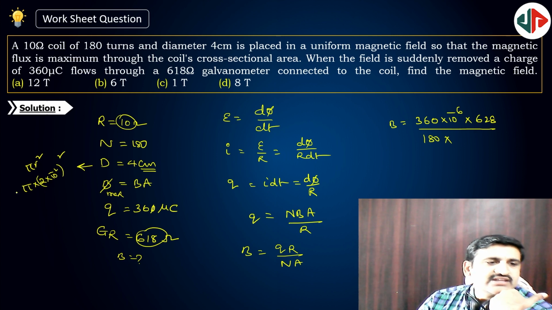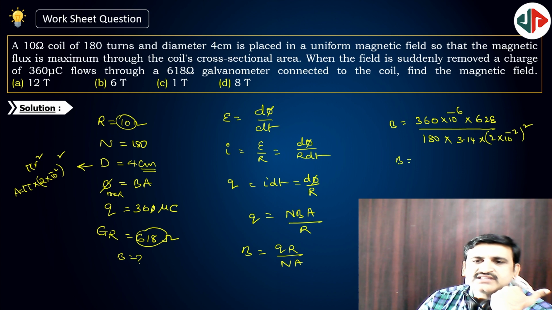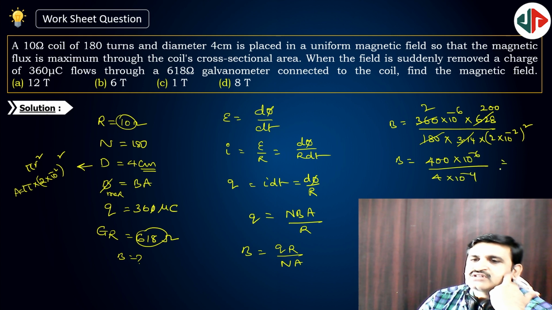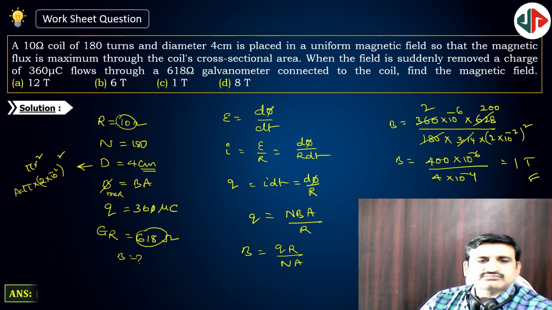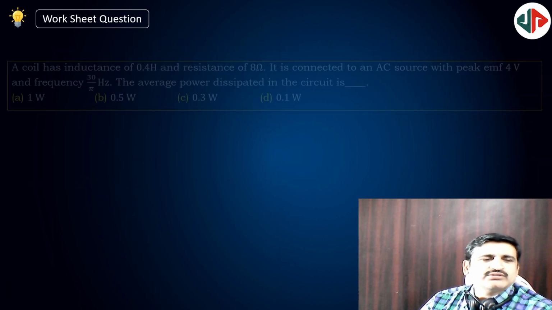So the area is equal to 3.14 into 2 into 10 to the power of minus 2 whole square. So B is equal to 180 will go 2 times, 3.14 will go 2 times, here 200 times then. So 400 into 10 to the power minus 6 by denominator 4 into 10 to the power of minus 4. This totally is coming 1 Tesla. Simplification you can do, I need not do.